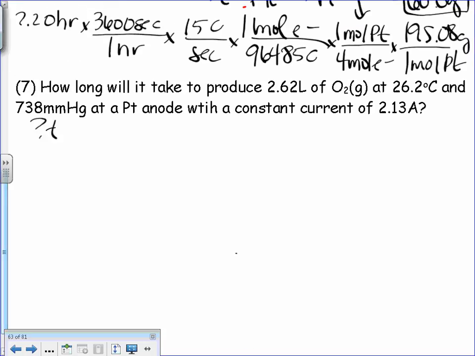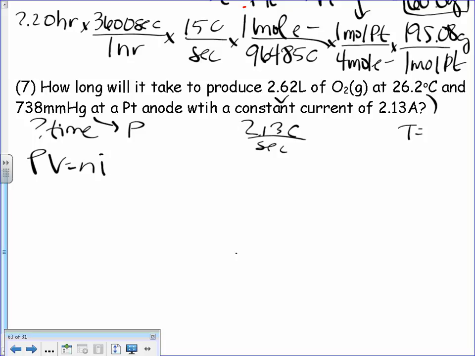How long will it take? Write this one down with me. This is a quality FRQ, because gases have to sneak in every now and then, and they're going to start now. Oxygen will be produced. This is V. This is not quite temperature, but temperature kind of. We'll get it to Kelvin in a second. This needs to be in pressure in terms of atmospheres. And then we've got current down here at 2.13 coulombs per second.